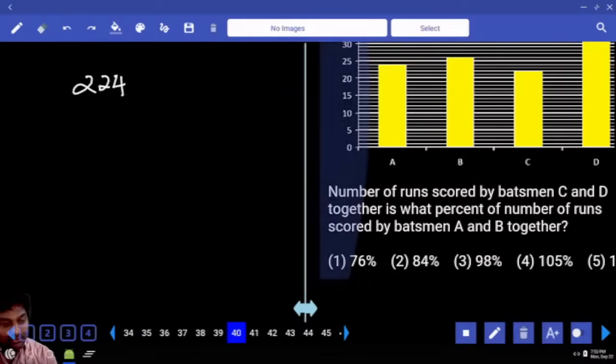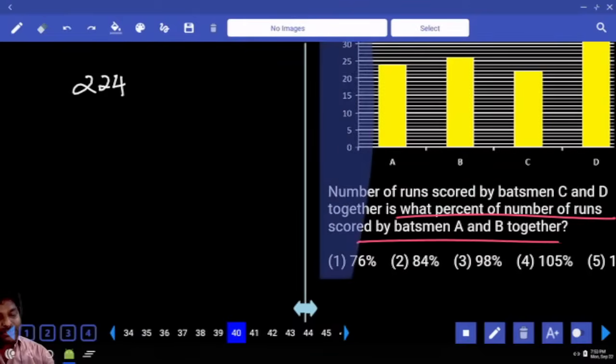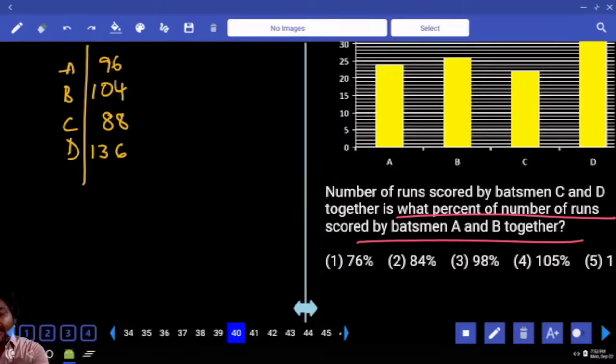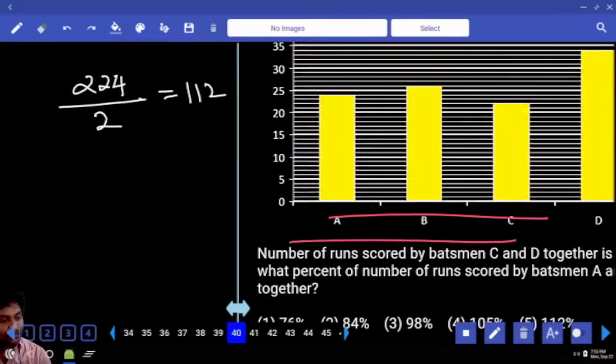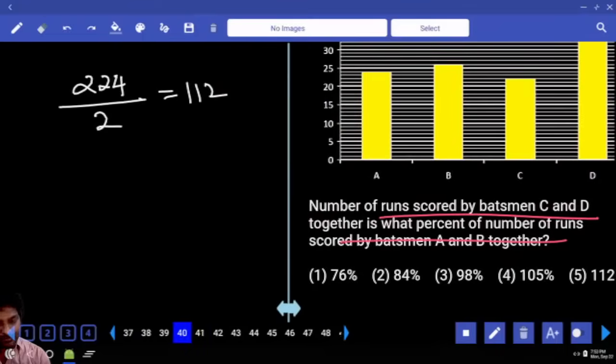224 is what percent of the number of runs scored by A and B together? A and B together, 200. To make the first number a round figure, we need 4. Take 4 from the second number, both become 100. 1% value, then 1, 1, 2 is the final answer, which is the fifth option. Usually what do we write here? By 200 into 100. Instead you directly write 1% of the value. Directly we can get it.